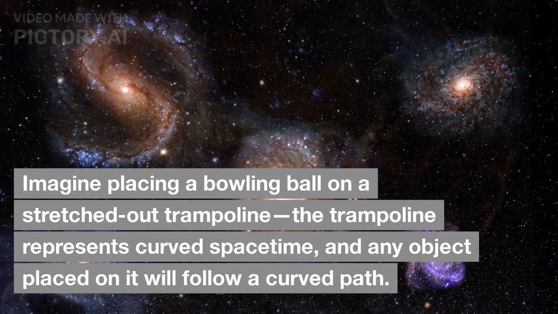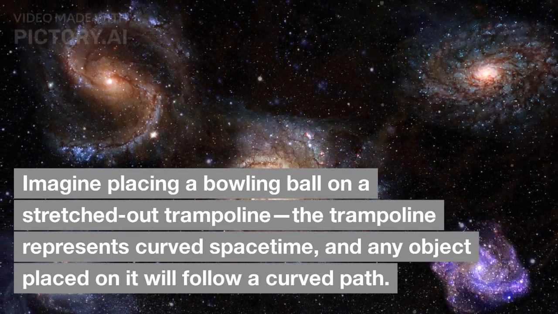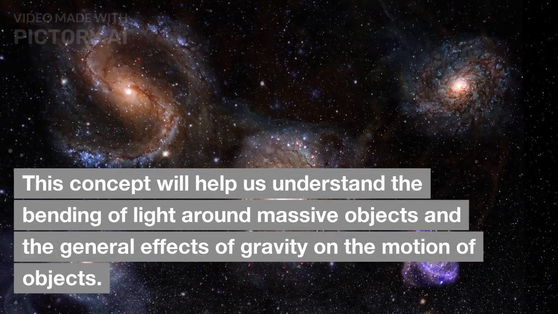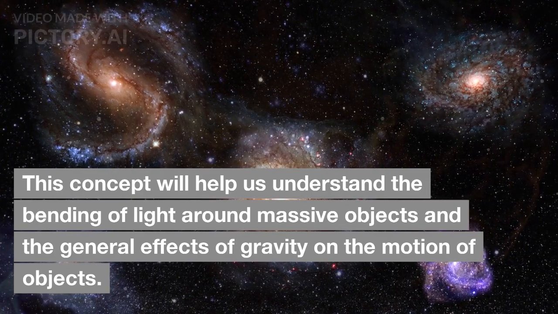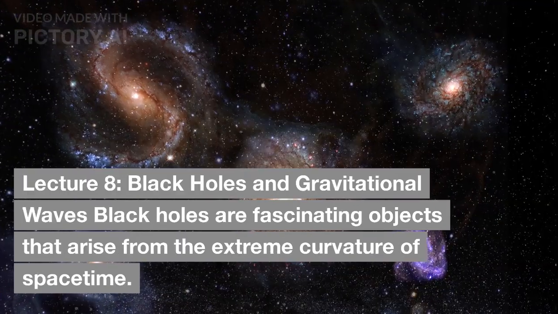Imagine placing a bowling ball on a stretched-out trampoline. The trampoline represents curved space-time, and any object placed on it will follow a curved path. This concept will help us understand the bending of light around massive objects and the general effects of gravity on the motion of objects.